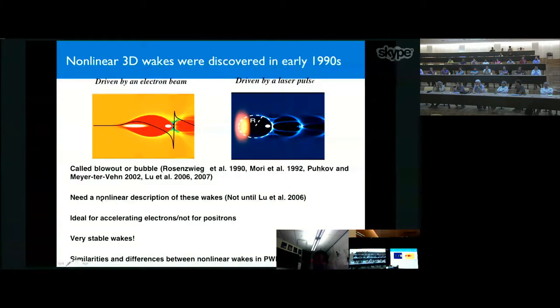Okay, now you need a nonlinear description to describe these wakes. So really all successful laser wake field experiments to date have operated in a regime of a nonlinear wake, and the same for particle beams. Okay, these are very ideal for accelerating electrons, but not positrons. They're very stable. And I want to point out there are similarities, but there are differences between the structure of these nonlinear wakes created by particle beams and lasers. You know, these are things that can be discussed.